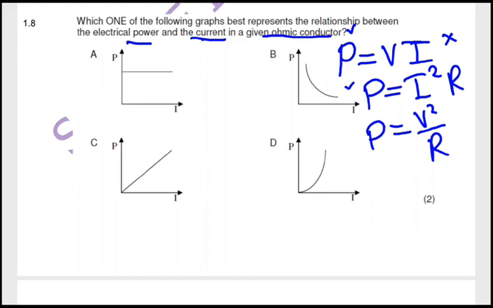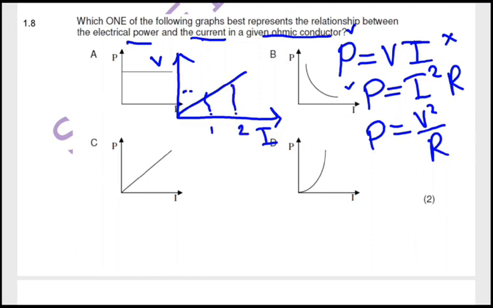So in an ohmic conductor, we already know that the voltage and the current have a direct relationship. In other words, let's say the current is 1, then we double it to 2. Let's say the voltage value there is 2. Doubling the current, the voltage also doubles and becomes 4. That's a direct relationship.